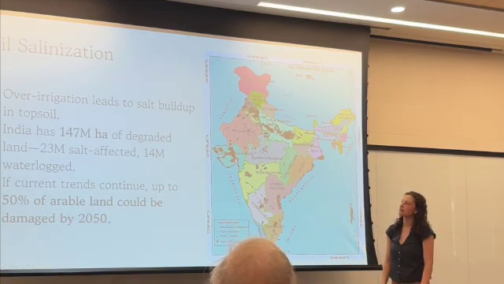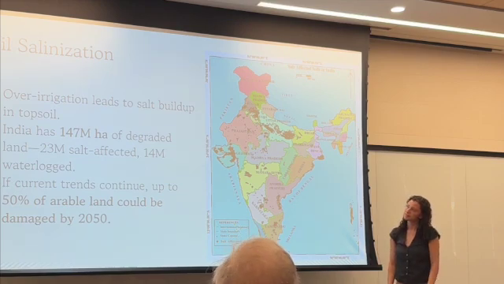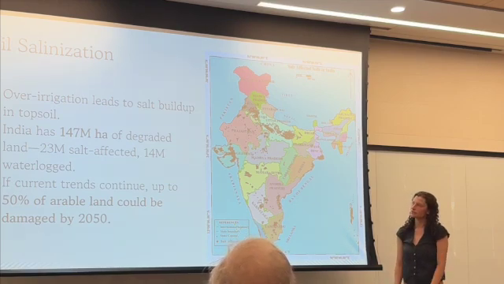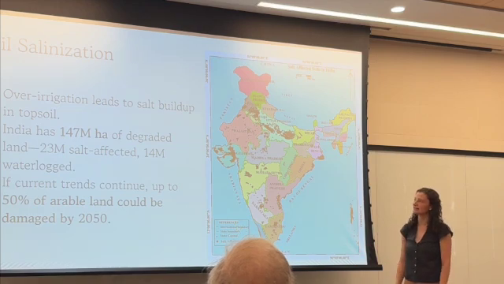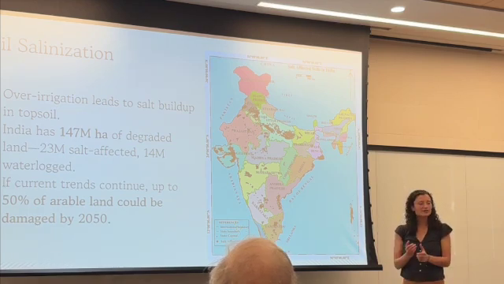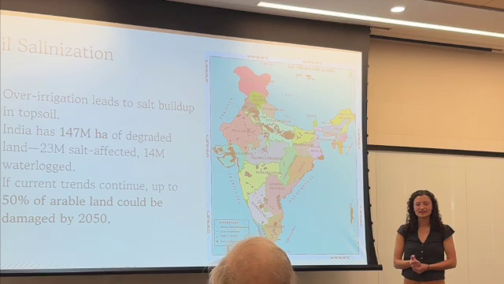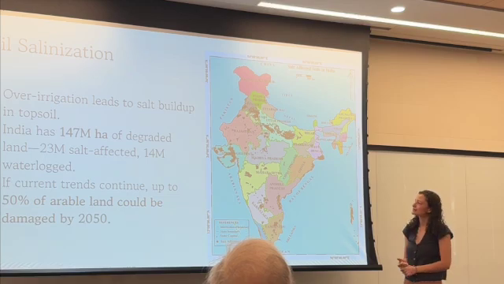Along with irrigation comes soil salinization. Very, very bad. Essentially, when land is over-irrigated, it leads to salt buildup. One reason for that is that the soil itself in northern India naturally contains relatively high levels of salt to begin with. But also, obviously, the huge extraction that's happening is making that much worse.